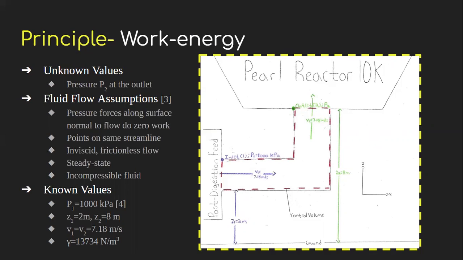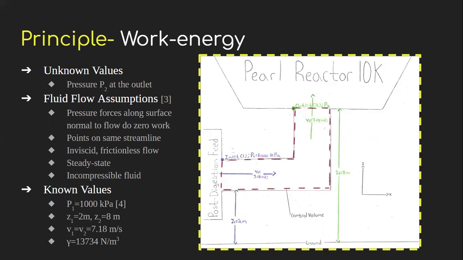So in employing the Bernoulli equation, we assume that the pressure forces along the sides of the control surface normal to the flow do 0 work, and therefore we only need to consider the pressure forces at the inlet and the outlet. Other assumptions we made to apply the Bernoulli principle were that the inlet and outlet points lie on the same streamline as in the drawing, that the flow was steady state and inviscid because there is no mixing or turbulence in the drawn control volume, and the fluid was incompressible.